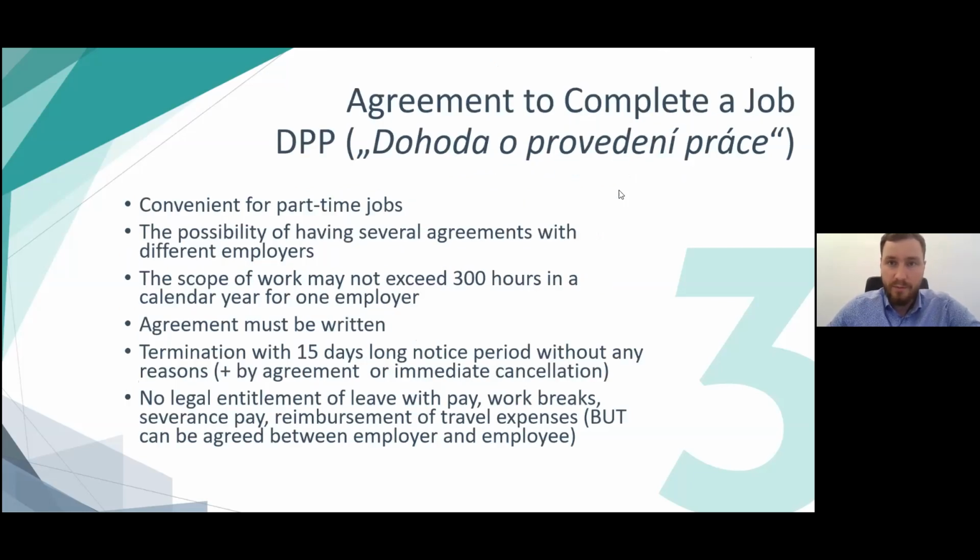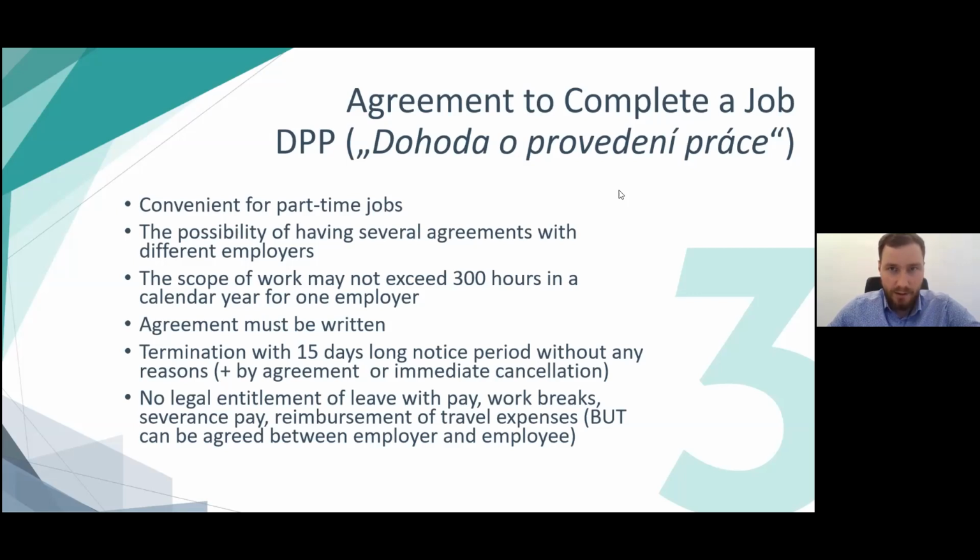If I go through the agreements, the first one, agreement to complete a job, dohoda o provedení práce. This is the most typical for part-time jobs. You can have more of these agreements signed at one time. You can work for more employers. You can also work for one employer on more agreements if you have different types of work for him.